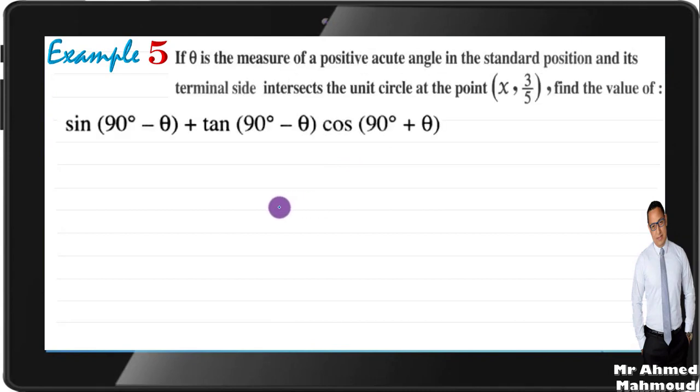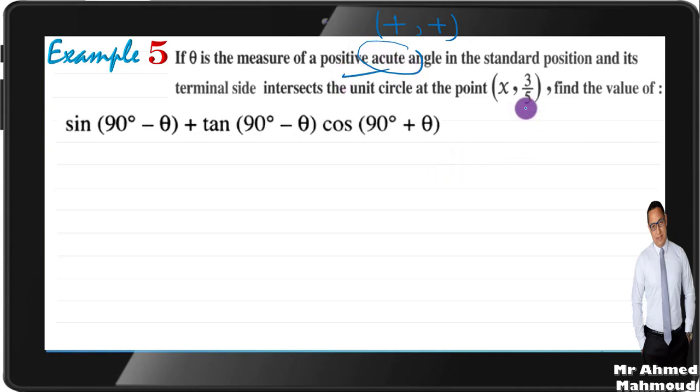If theta is a measure of the positive acute angle in the standard position and its terminal side intersects the unit circle at the point x and 3 over 5, find the value of the expression. First I need to find the value of x. Don't forget theta is an acute angle, so it belongs to the first quadrant, so x will be positive. This is a very important remark.